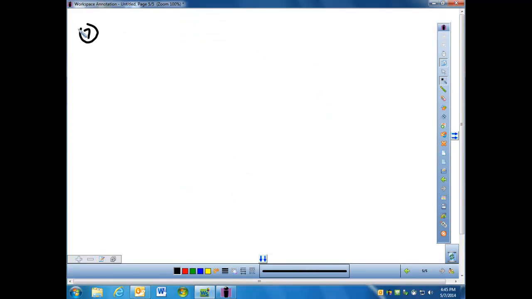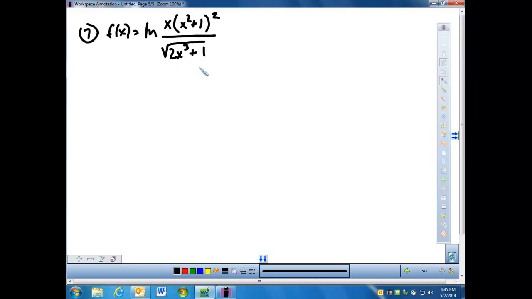Alright, last example. Try to put it all together here. So natural log of a mess: x times (x squared plus 1) squared over the square root of 2x to the third plus 1. So log rules are really important right now in this problem.